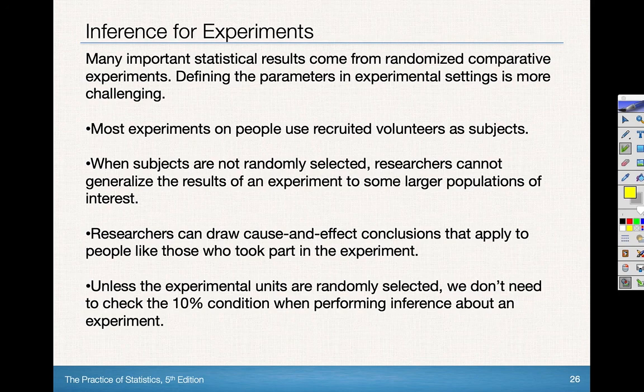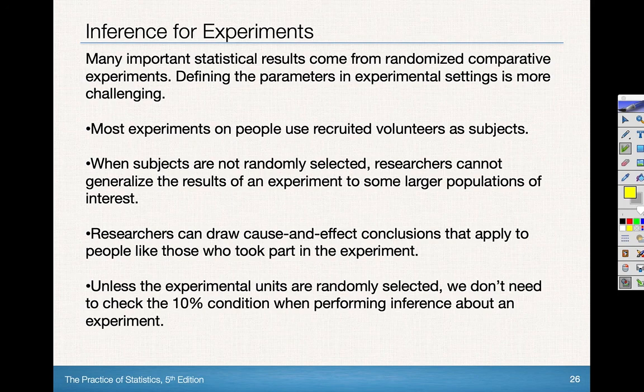One of the biggest things to remember is your notation. Talk about experimental subjects. Talk about treatment groups. Don't call them samples. And don't check the 10% condition if things are experiments. Most experiments on people are recruited volunteers. That's why we can't do 10%. That's why we can't say it's random. When subjects are not randomly selected, we don't generalize to the larger population. We still conclude the same way.